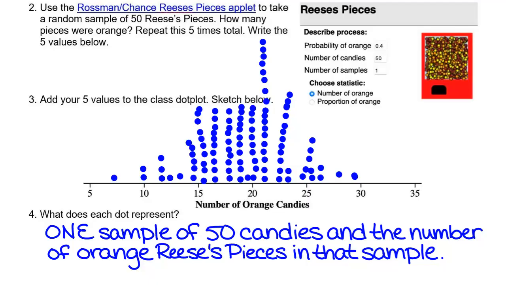How did we say this was distributed? Up on number 1, we said this was a binomial random variable. How do you find the mean for a binomial random variable? N times P, yes. What was our N here? 50. What was P?